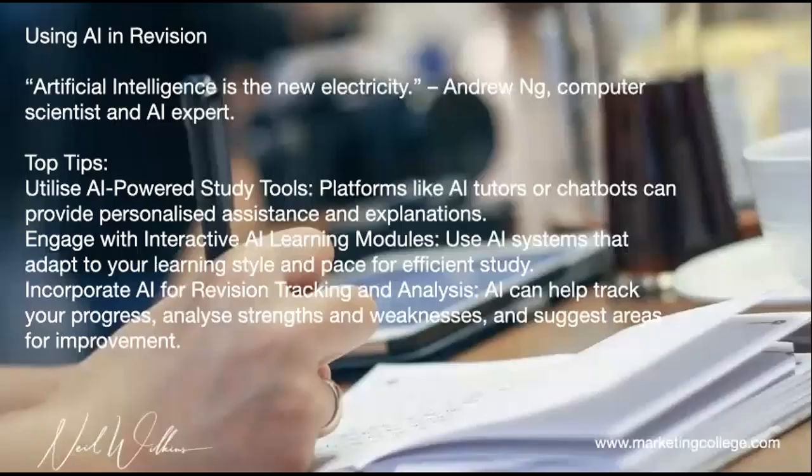Now, the final thing I wanted to share with you was an emerging tool or example that we have within revision, which is actually using AI. As we know, artificial intelligence is pretty much everywhere right now. We're using it to create content. We're using it to decide what we're going to eat for our dinner in the evening based on the ingredients that we've got in the cupboard. But we can also use it for revision.